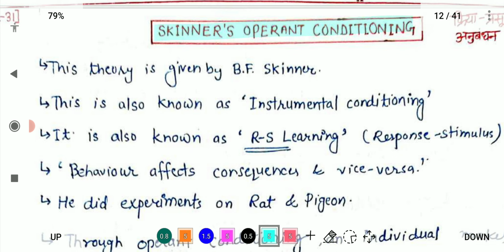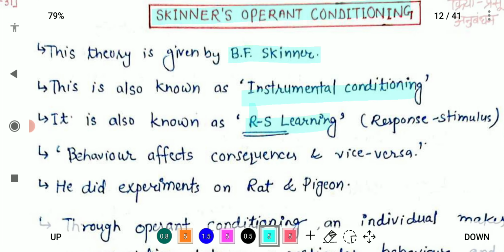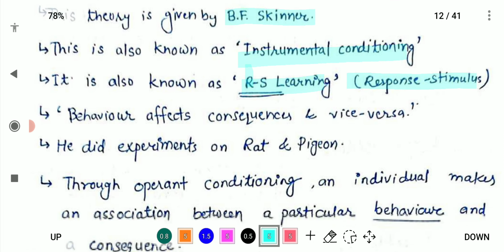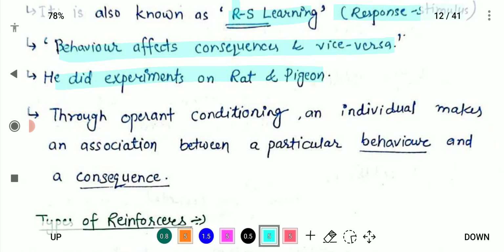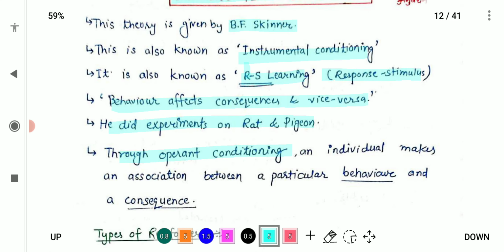Next we are going to see Skinner's operant conditioning. This theory is given by B.F. Skinner. It is also known as instrumental conditioning. It is also known as RS learning, which means response stimulus learning. Behavior affects consequences and vice versa. He did experiments on rats and pigeons through operant conditioning.